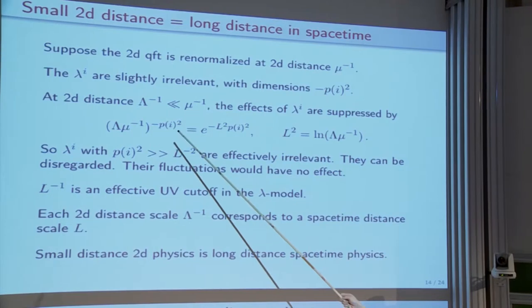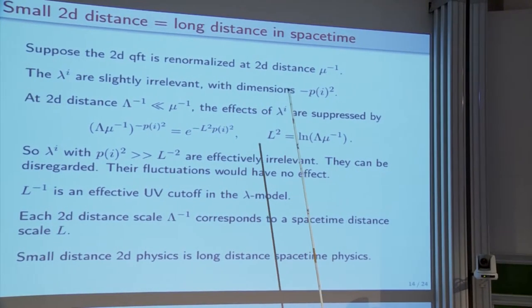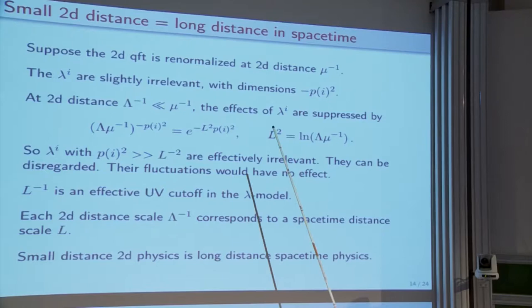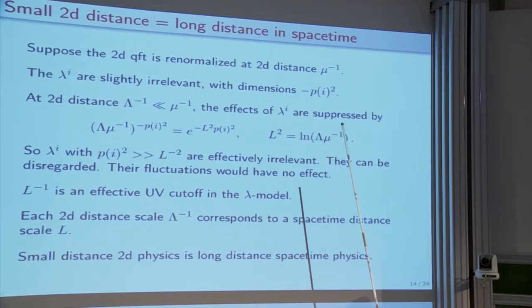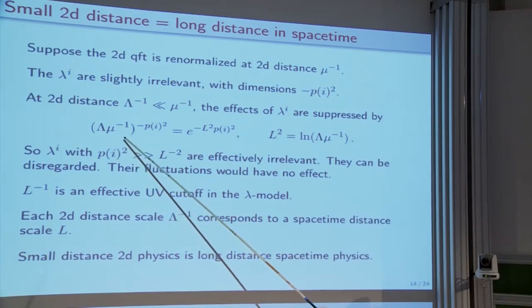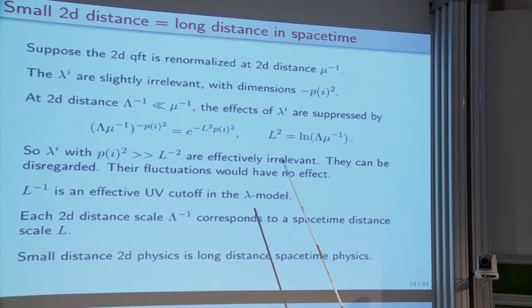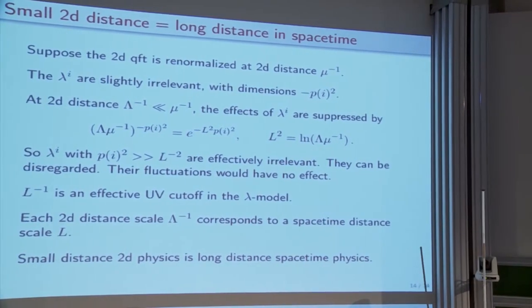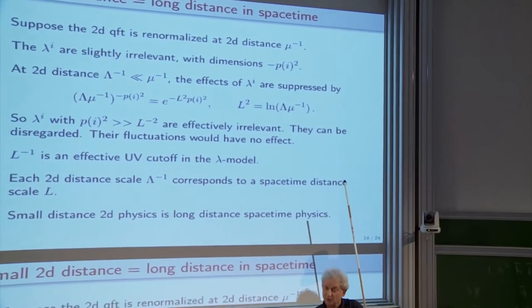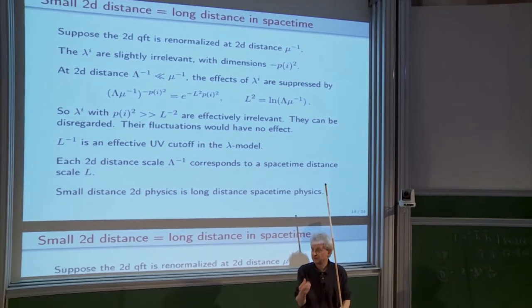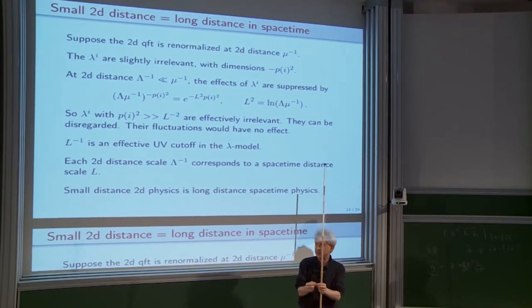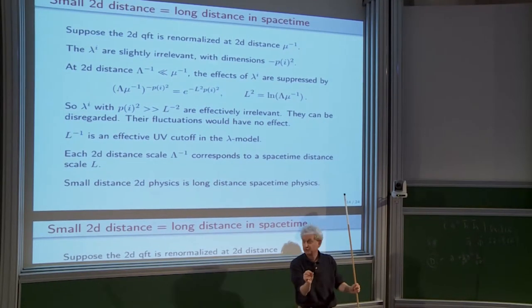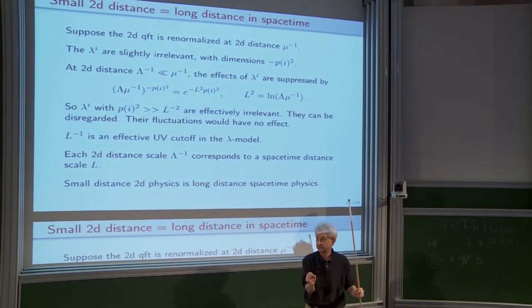And our cutoff is much, much smaller than the scale at which the two-dimensional quantum field theory is renormalized. So this number, big lambda times mu inverse, is very large. Okay? So we have a two-dimensional theory renormalized at, call it a macroscopic scale, distance scale mu inverse, and we're doing these fluctuations in the coupling constants at a very tiny two-dimensional scale, big lambda inverse.